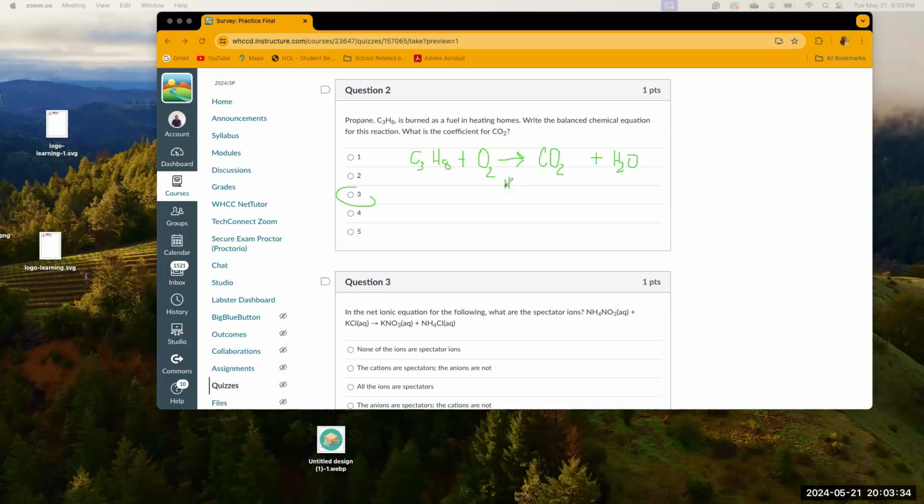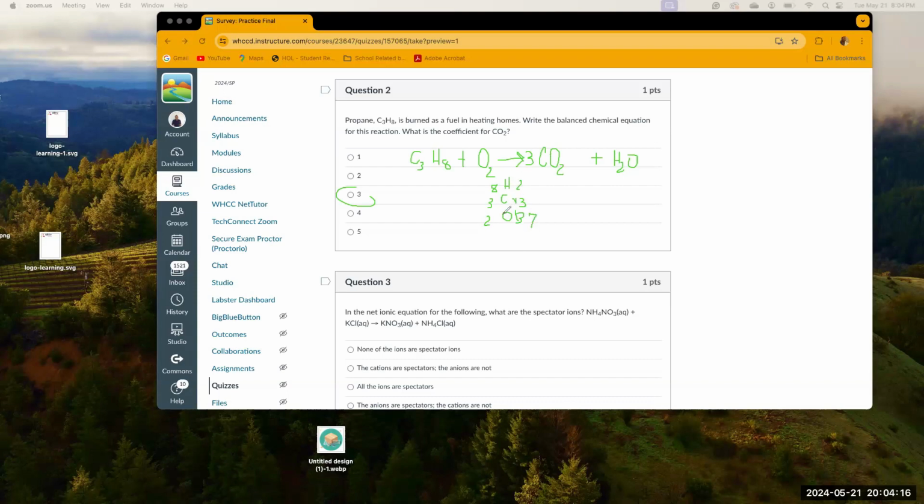So we know that we have 8 hydrogens on our reactant side. We have 3 carbons and we have 2 oxygens. On the other side, we have 2 hydrogens, 1 carbon, and 3 oxygens. So to balance this out, we're going to need a 3 here for our carbons. And so then that gives me now 7 oxygens.